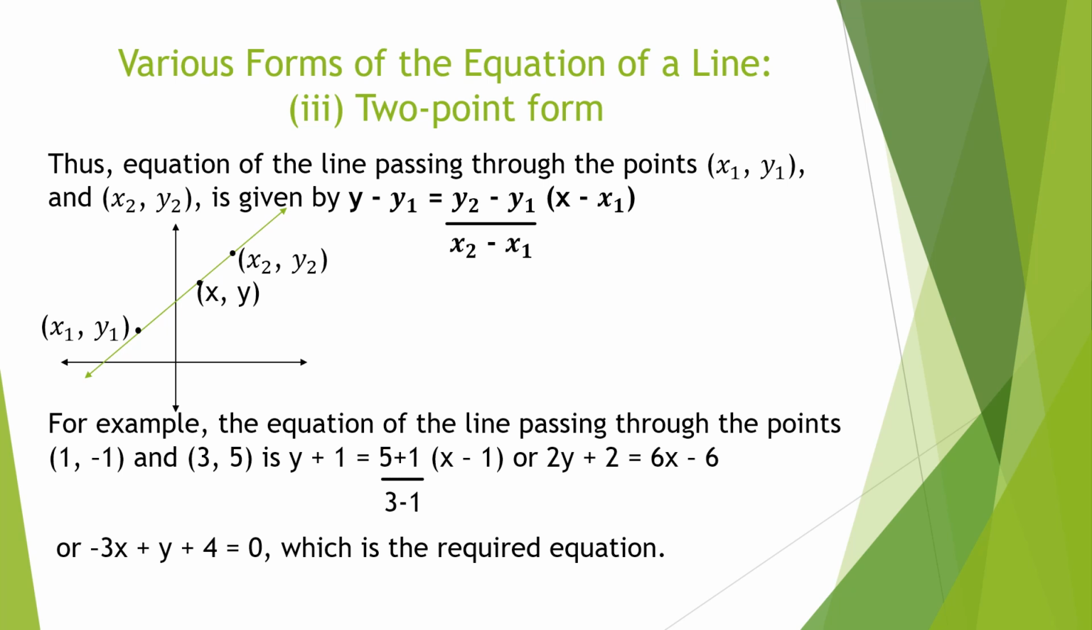x2, y2 is 3 and 5. So it is y minus minus 1, meaning y plus 1, is equal to again y2 minus y1, 5 minus minus 1, meaning 5 plus 1, upon 3 minus 1, into x minus 1. On simplification, it is 2y plus 2 is equal to 6x minus 6, or minus 3x plus y plus 4 equal to 0, which is the required equation of the line.